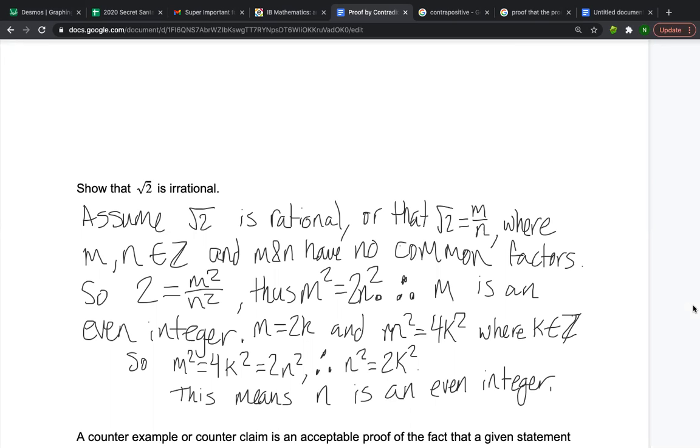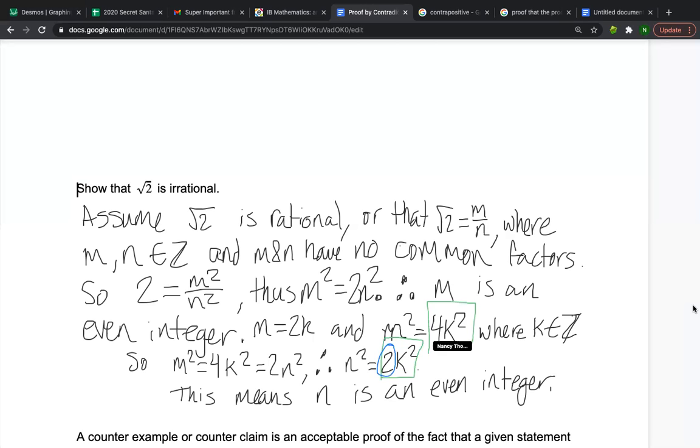However, this is where I've reached my contradiction. I'm not going to write all this stuff out if that's okay. This is where I've reached my contradiction because now what I can see is that I have n squared is 2k squared, which has this beautiful little 2 out in front. But I also said that m is equal to 4k squared.